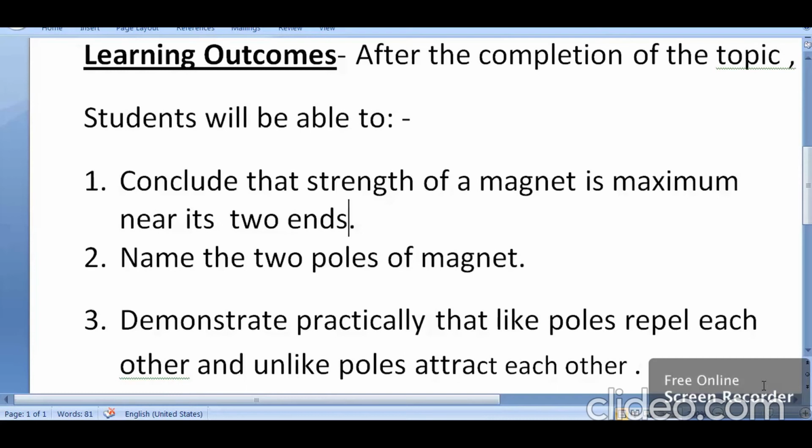Dear students, after the completion of the topic, you will be able to conclude that the strength of a magnet is maximum near its two ends. You will be able to name the two poles of a magnet, and you will be able to demonstrate practically that like poles repel each other and unlike poles attract each other.